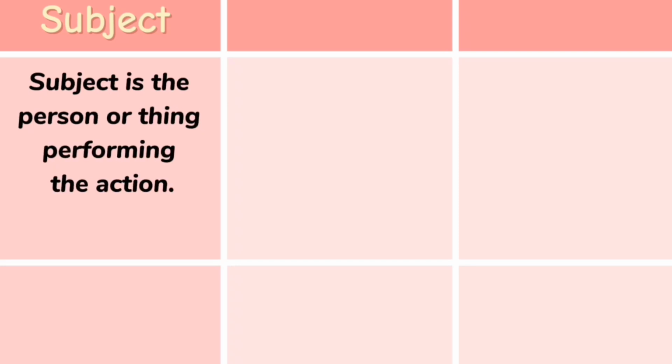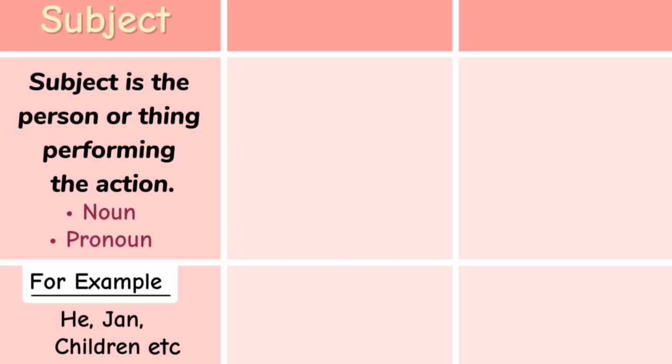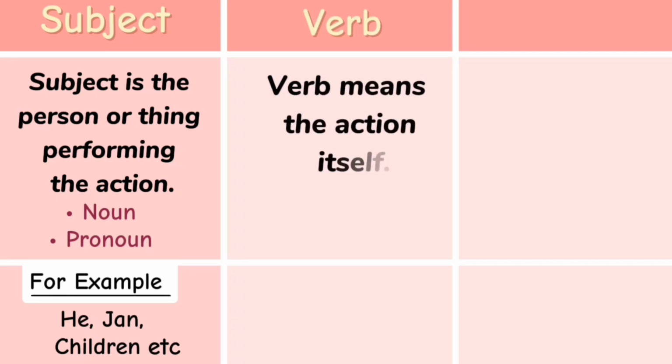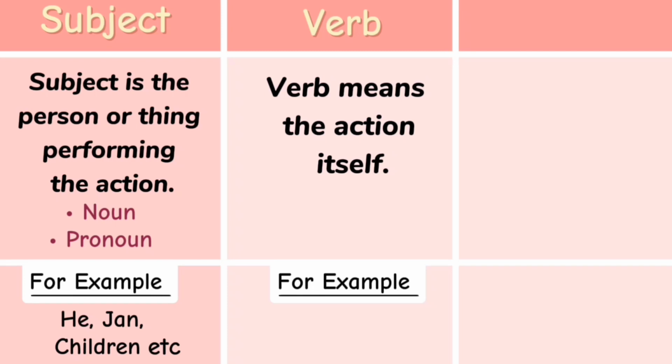Subject. Subject is the person or thing performing the action. In subject we mostly write noun or pronoun. For example, he, Jan, children. Verb means the action itself. For example, play, sleep, and write, etc.